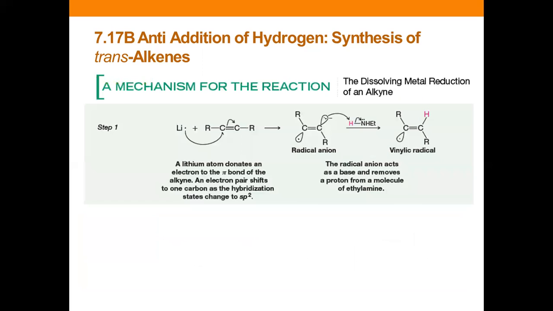The first step for using this is the lithium atom, which donates an electron to the pi bond of the alkyne. Always know that a bond is composed of 2 electrons. So one bond is composed of 2 electrons, and if it pairs up with lithium here, it donates an electron.